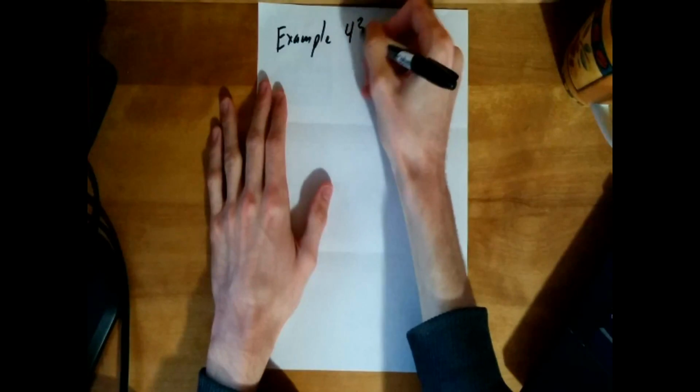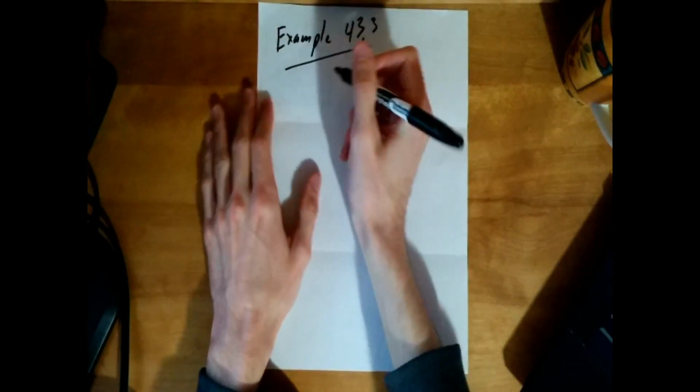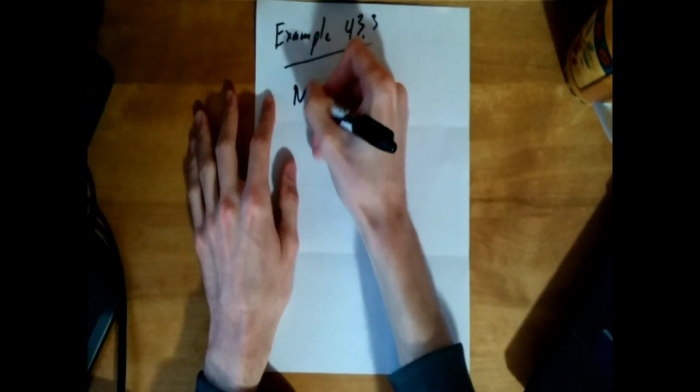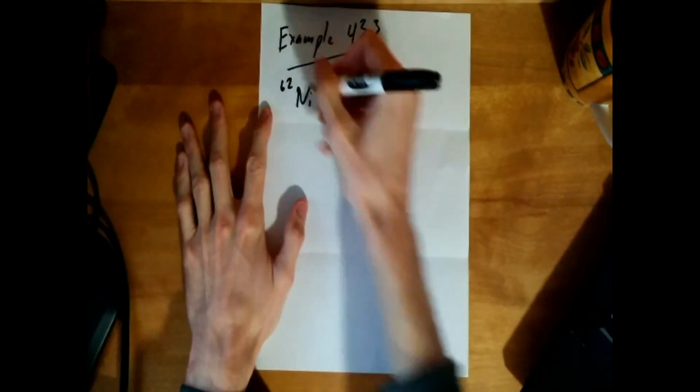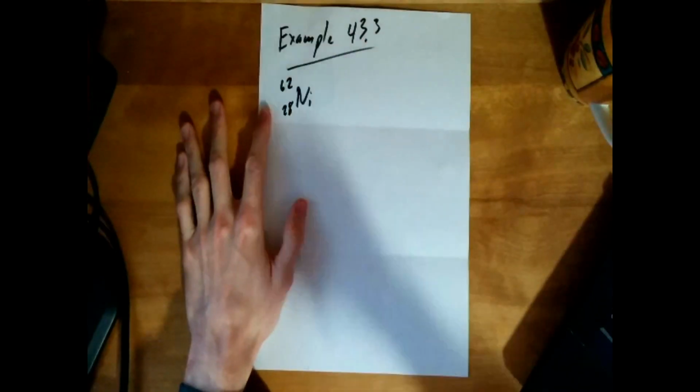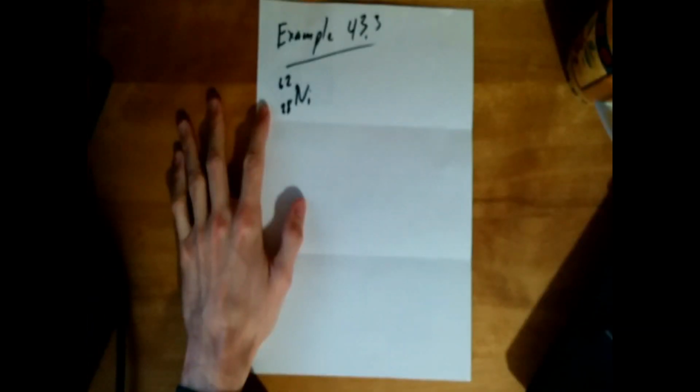So example 43.3, in which we'll study nickel 62, was it? Yep, 62 nucleons. Nickel is defined as having 28 protons. No problem, John. Thanks for pointing it out.